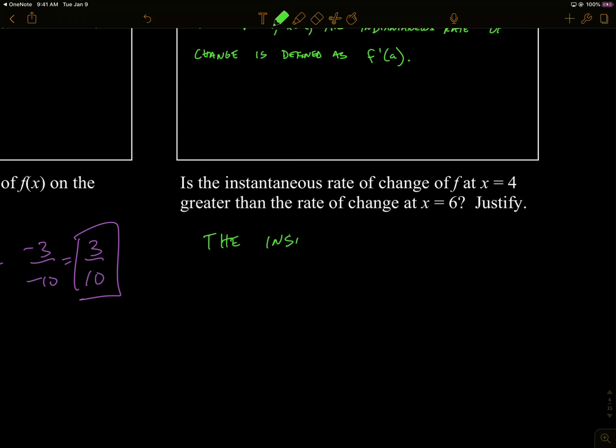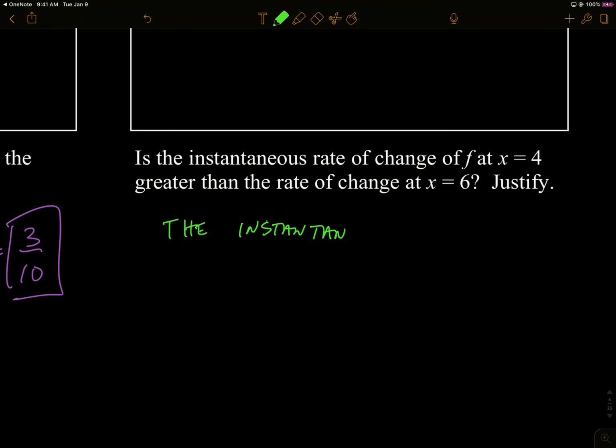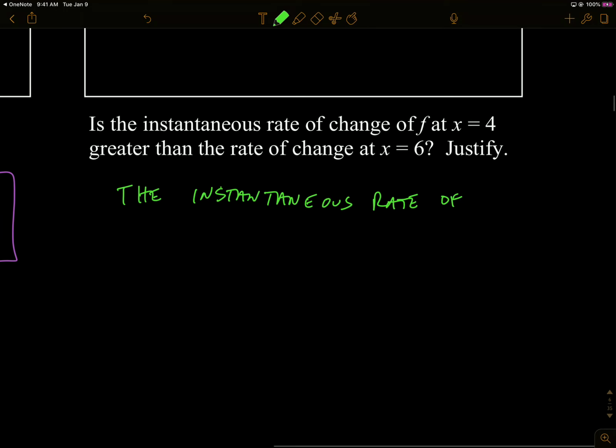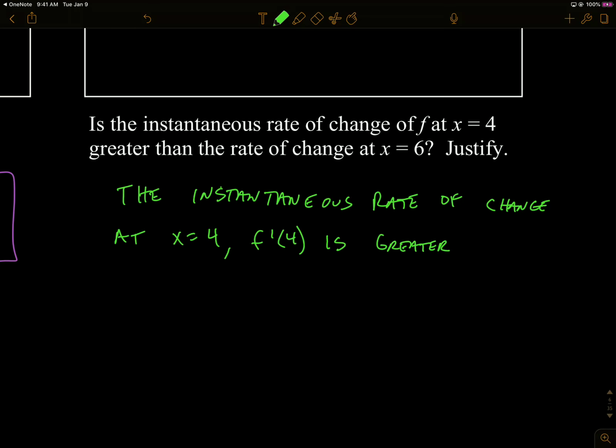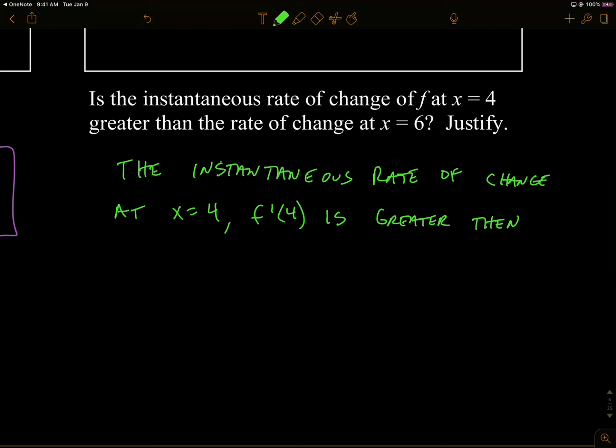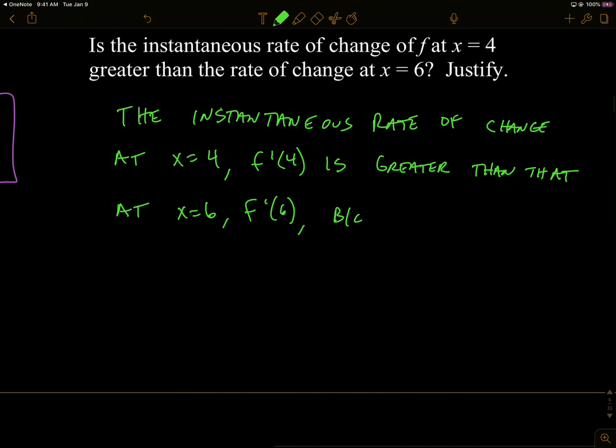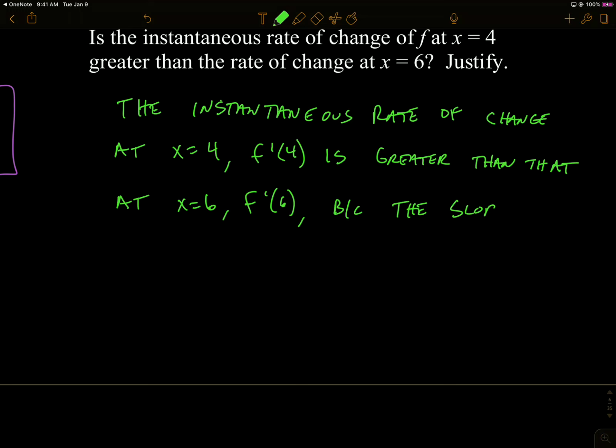So the instantaneous rate of change at 4, which is f prime of 4, is greater than the instantaneous rate of change at x equals 6, which is f prime of 6, because the slope of the tangent line is greater there. You can just visually see that.